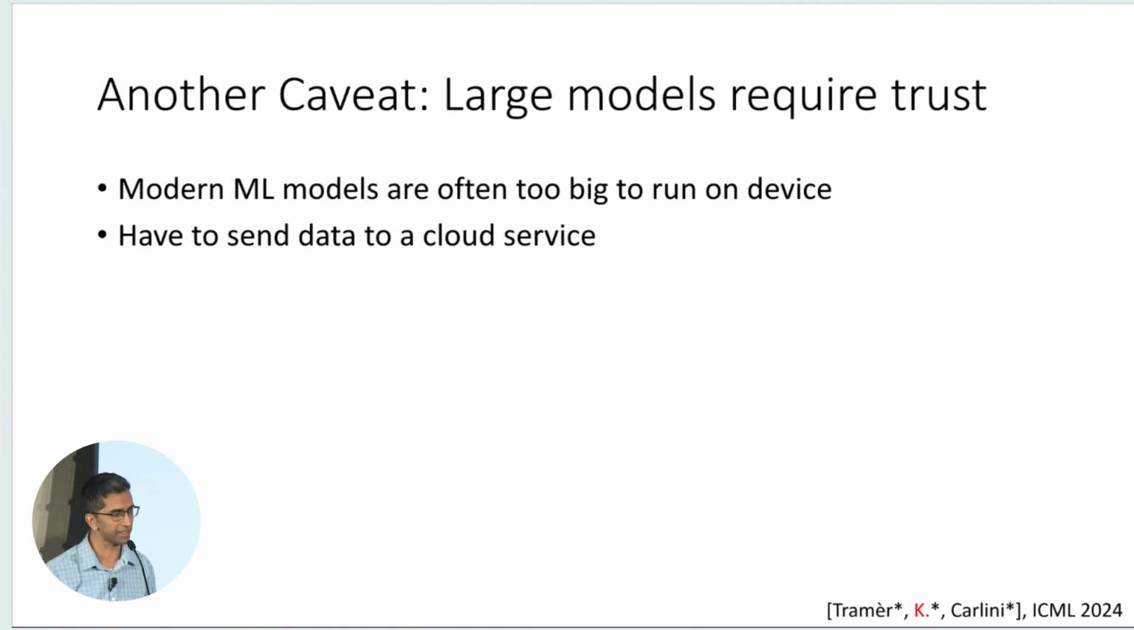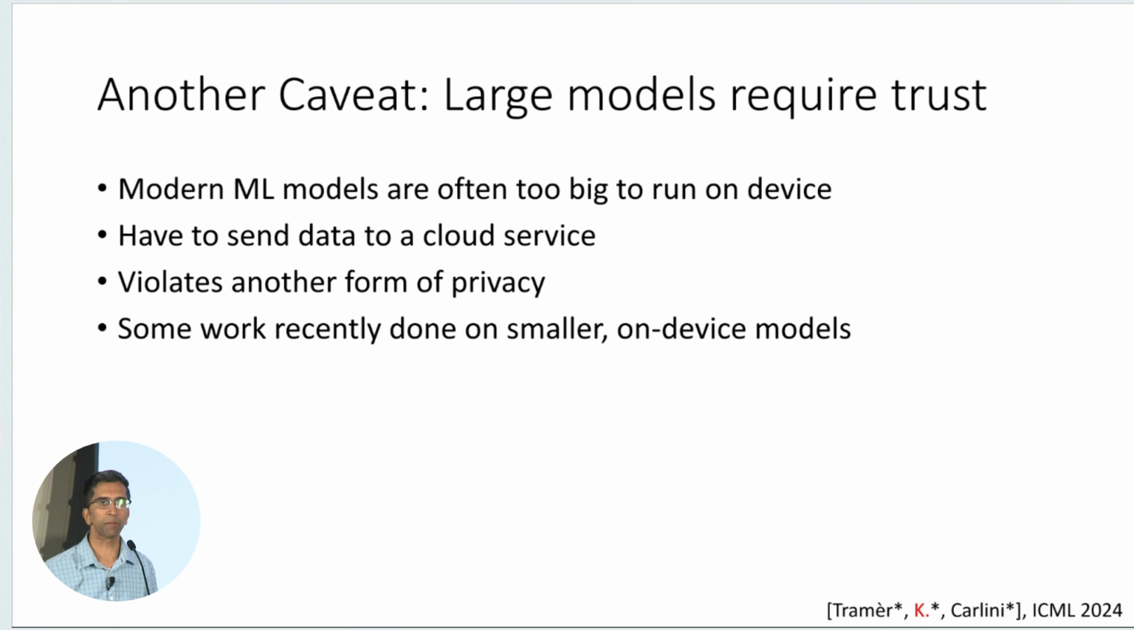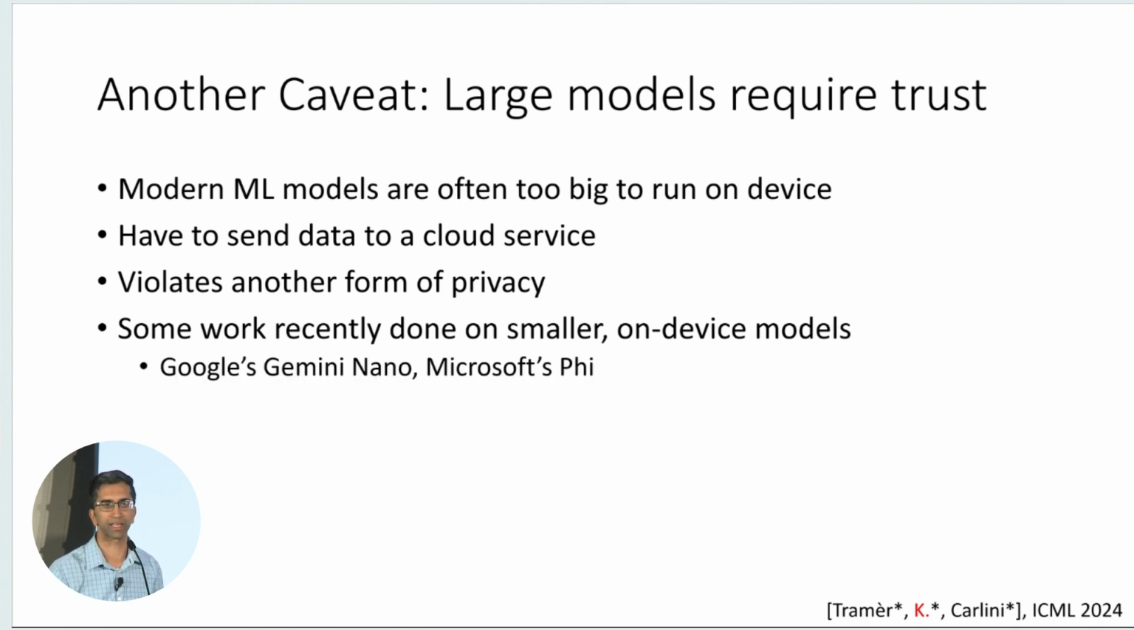The thing I'm trying to get at here is the fact that modern ML models are often too big to run on device, and so this requires, for example, when you use ChatGPT, sending data to a cloud service, which violates a very different type of privacy from what I mentioned. But this is really a problem if we want a fully private model that we'd have to handle. And there's been some promising work recently showing that there's actually smaller on-device models which can maybe address some of these concerns. For example, Google has a new model known as Gemini Nano, which fits on-device and hypothetically speaking, doesn't ever send the queries you feed into it to the cloud. Similarly, Microsoft has a model known as Phi, which is focused on being smaller and on-device.